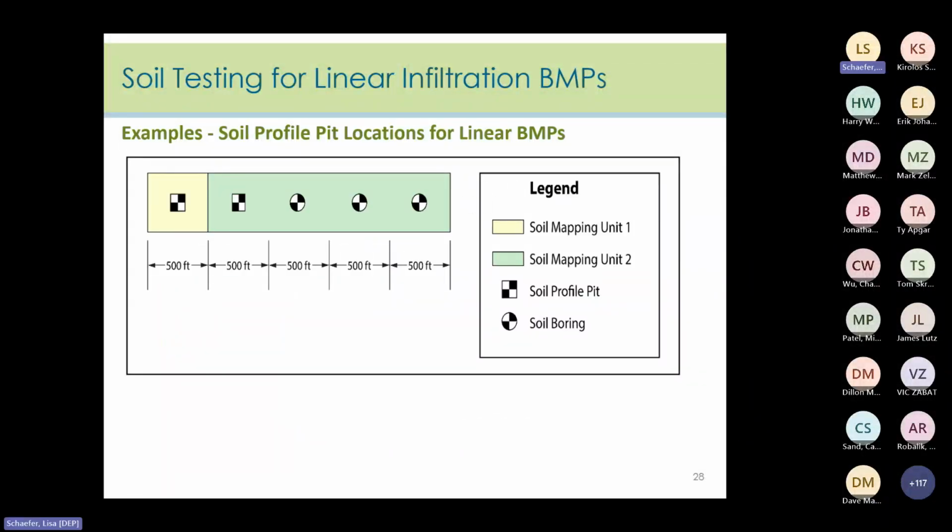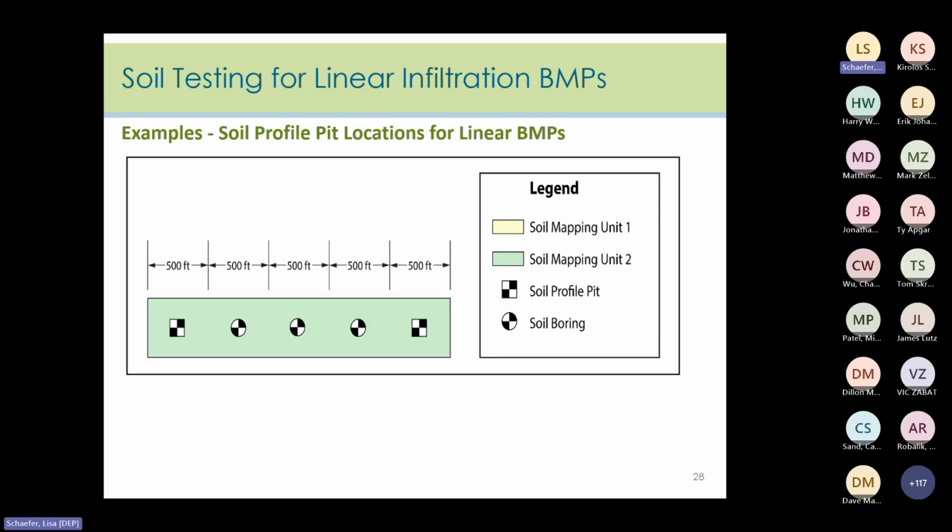All right, so let's do some examples for some linear infiltration BMPs, and we have 2 sites. The first site is shown at the top of the slide, and it has 2 soil mapping units. So we must include 1 pit for a linear BMP 500 feet in length, shown in the yellow shaded soil mapping unit. And then we need 1 pit for the first 500 linear feet of the soil mapping unit that's shaded in green, with 1 boring for each additional 500 linear foot portion. All right, as long as 2 pits and 3 borings are performed, this example would meet the requirement.